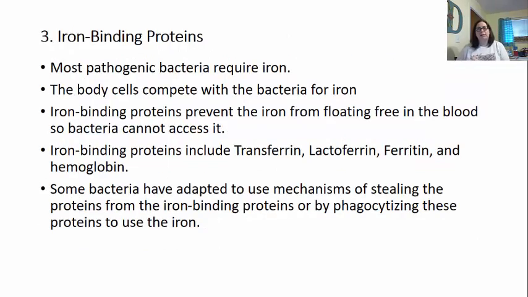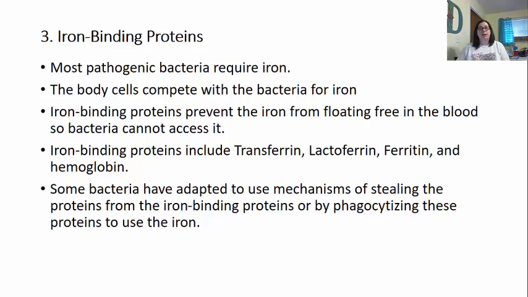The next thing that's part of this second line of defense are the iron binding proteins. Most pathogenic bacteria require iron in order to grow. They've got to get this from your body. So the body cells will compete with the bacteria for this iron. If your body cells can take up the iron and not give it to the bacteria, then it potentially can cause the bacteria to not be able to grow. Iron binding proteins prevent the iron from floating free in the blood, so bacteria cannot access it. These include things like transferrin, lactoferrin, ferritin, and hemoglobin. These can all bind that iron so that it's not usable by the bacteria.